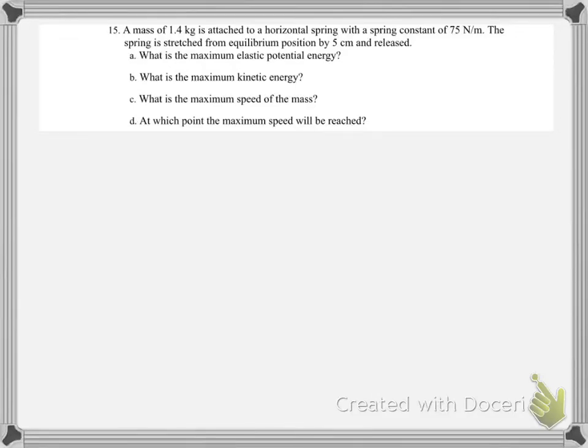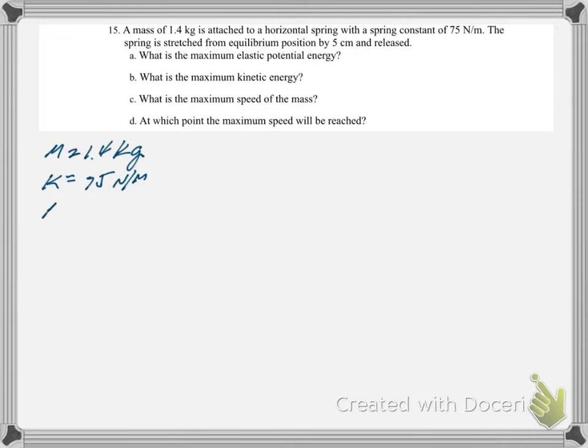A mass of 1.4 kilograms is attached to a horizontal spring. So let's say we have a mass equal to 1.4 kilograms attached to a horizontal spring with a spring constant, that's k, 75 newtons per meter. The spring is stretched from equilibrium position by 5 centimeters.